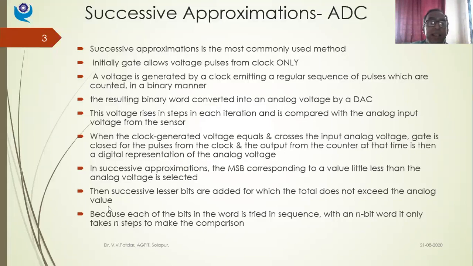So successive lesser bits are added, for which the total does not exceed the analog value. Because each of the bits in the word is tried in sequence, with an n-bit word it only takes n steps. In our case it was a 4-bit word, so it will take 4 steps to make the comparison and reach the final value. This is how my successive approximation A to D converter works.